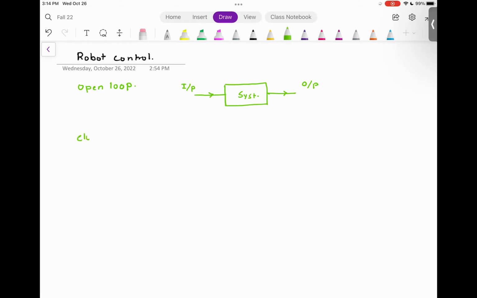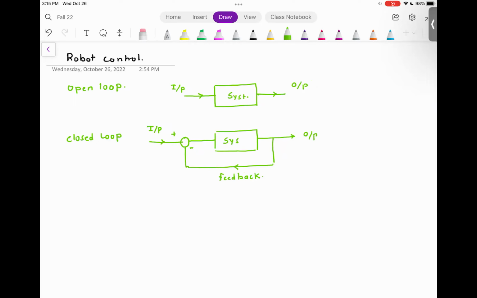And then you can have a closed loop system. In closed loop, you have the system. Then you have an output, and you tap some part of that output and feed it to a summing junction, which is over here. So this is the feedback. This is closed loop.